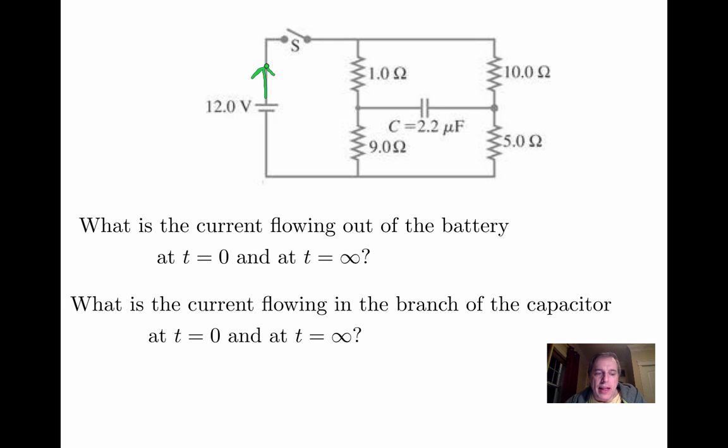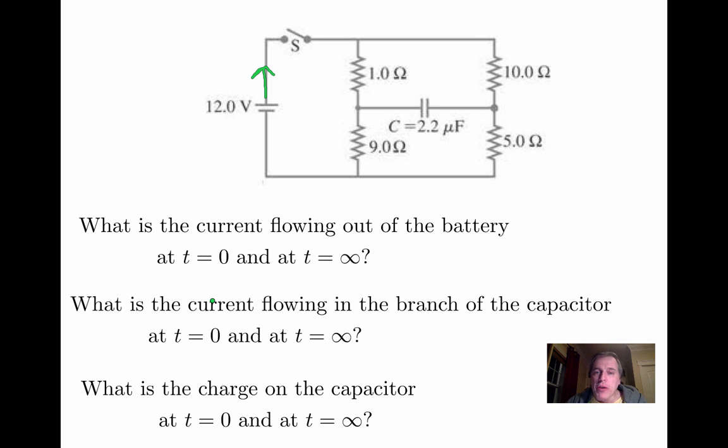You can also answer the following question. What's the current flowing in the branch of the capacitor? So in this branch here, what's the current flowing here at t equals 0 and at t equals infinity? At t equals 0, it requires some work. You have to solve the circuit and find the current here. At t equals infinity, the answer is obvious. The capacitor here is fully charged, so in this branch here, there's no current. So the answer is that at t equals infinity, the current flowing in the branch of the capacitor is equal to 0. But at t equals 0, you have to do some work for that.